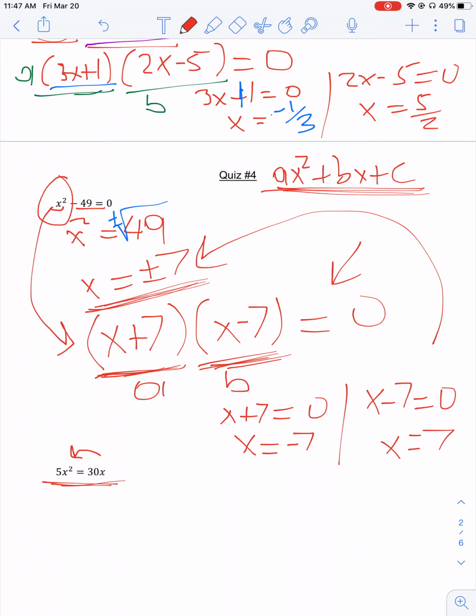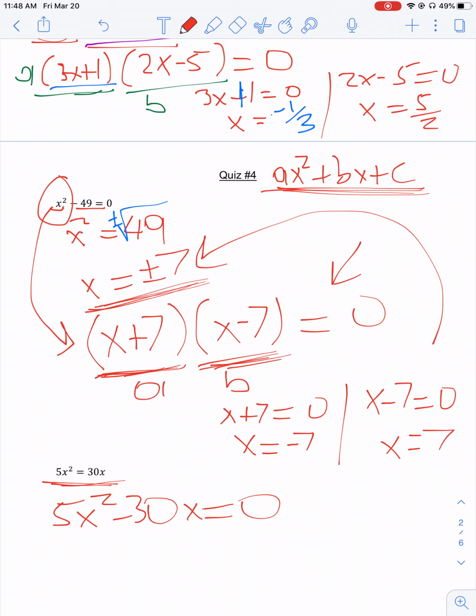It doesn't matter what you move over. You could have moved the 5x over there; either way it will work. So just make it equal to 0: 5x squared minus 30x is equal to 0. Now, because you only have two terms, you don't have to use product sum.